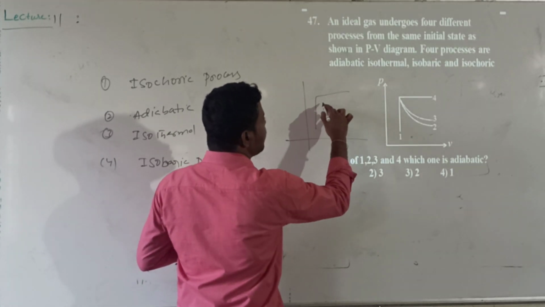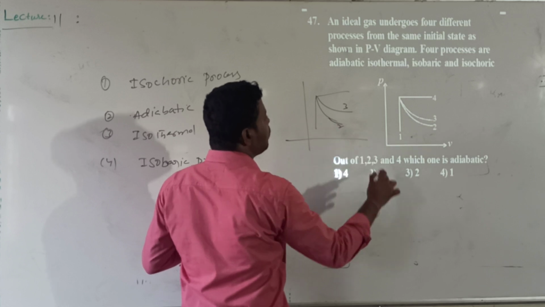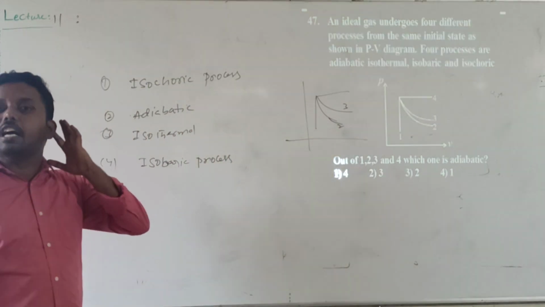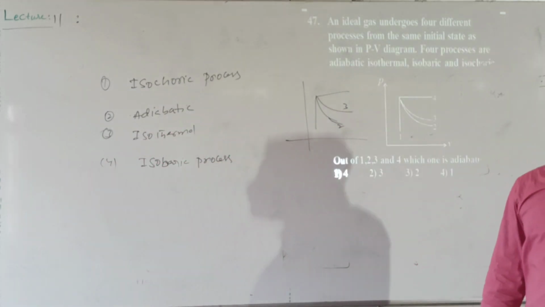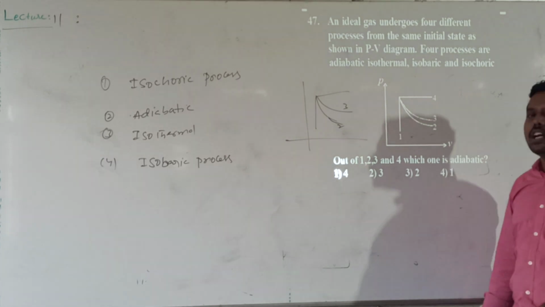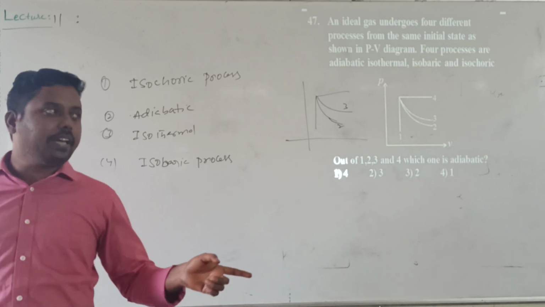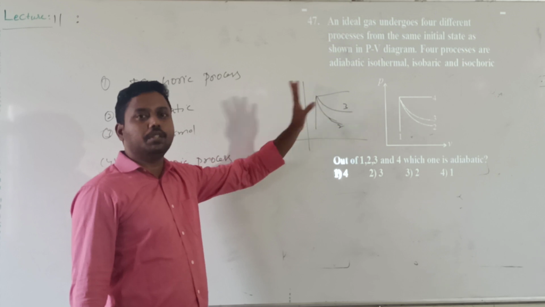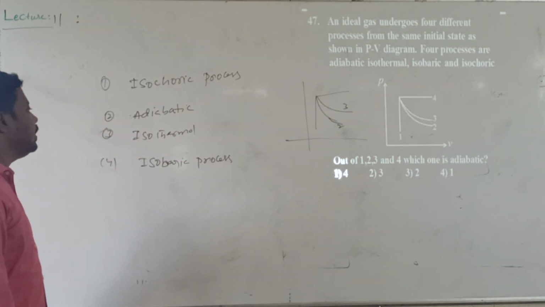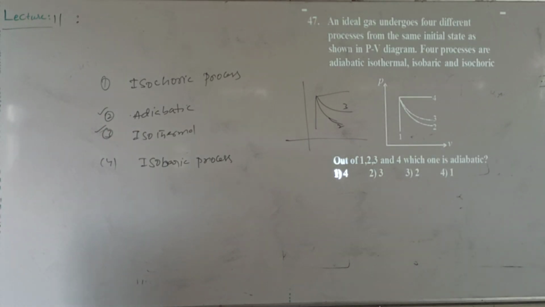Out of these two, which one should be isothermal and which one should be adiabatic? The slope of the adiabatic curve is gamma times the slope of the isothermal curve. That's why the slope of adiabatic should be greater. Out of the second one and the third one, which slope is greater? The second one is greater compared with the third one. So the second one is for adiabatic, the third one for isothermal. Understood? Even graph questions like this model are very important.